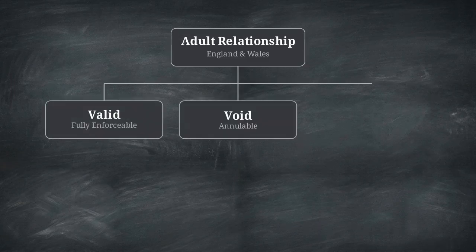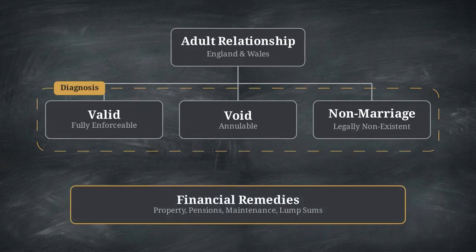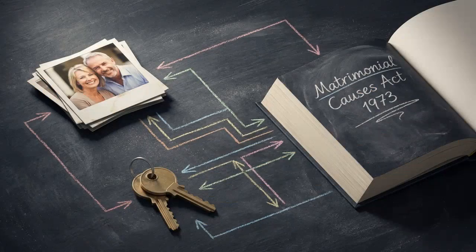This diagram maps the three distinct legal classifications of an adult relationship in England and Wales: valid, void, and non-marriage. Identifying this is the mandatory first step. Until this diagnosis is clear, a practitioner cannot accurately advise a client on their financial rights. Factors like mutual intent, the length of cohabitation, or emotional commitment have no impact on this legal status.